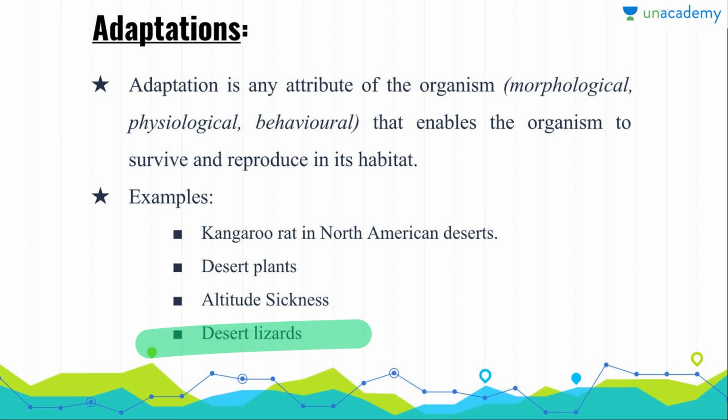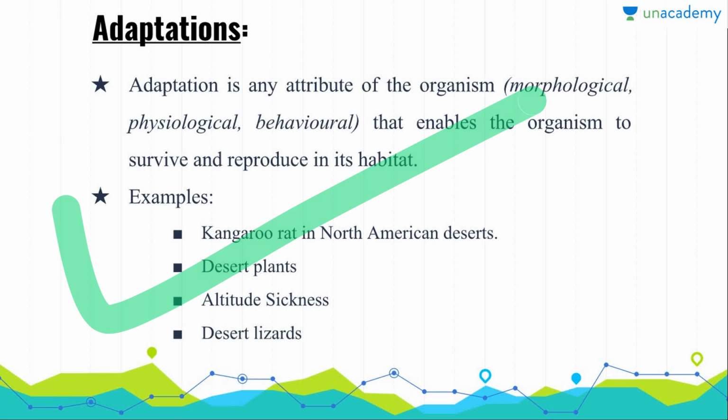In the desert lizard we can see an example of behavioral adaptation. Whenever the desert lizard feels its body temperature going down, it prefers to sun bask, and after basking up to a limit it goes back to its natural habitat. I think you understand adaptation along with its interesting examples.